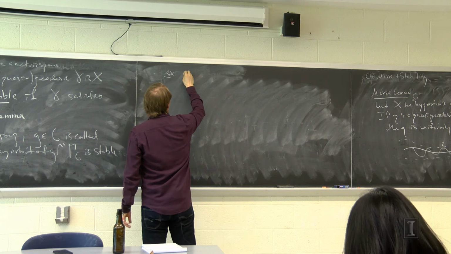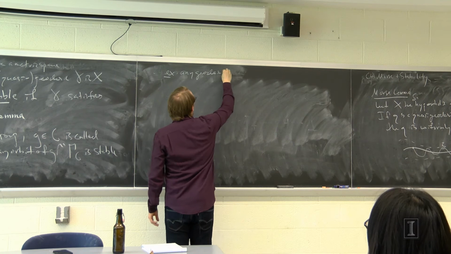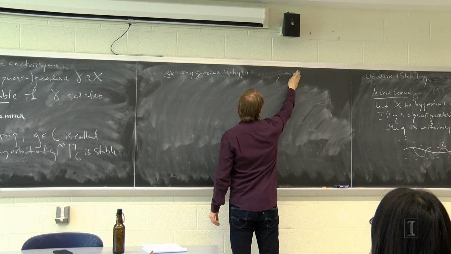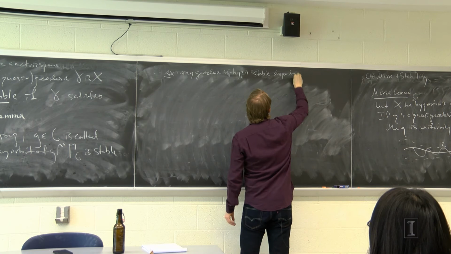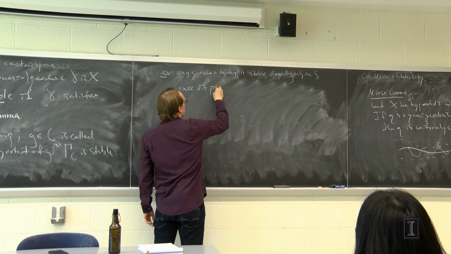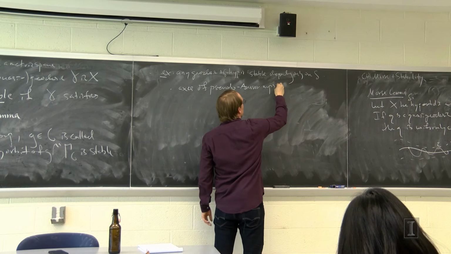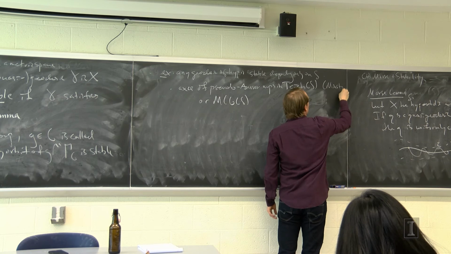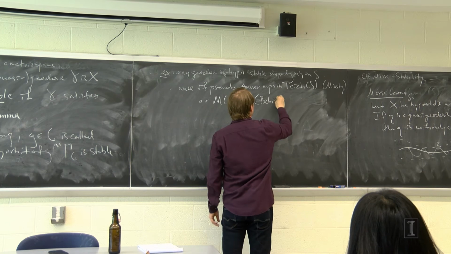Any geodesic in a hyperbolic space, a delta-hyperbolic space, is uniformly stable. Delta is stable, depending only on delta, so the stability function only depends on delta. So axes of pseudo-Anosovs, you know what a pseudo-Anosov is, in Teichmuller space, or even in the mapping class group. So this is the theorem of Minsky. And this is a theorem of Bierstadt. They're stable.